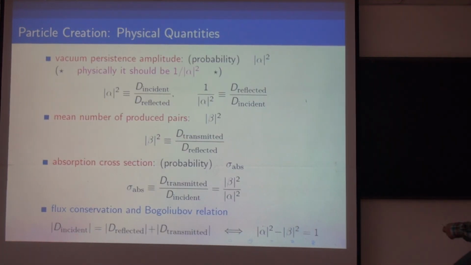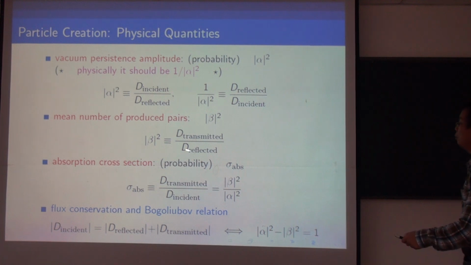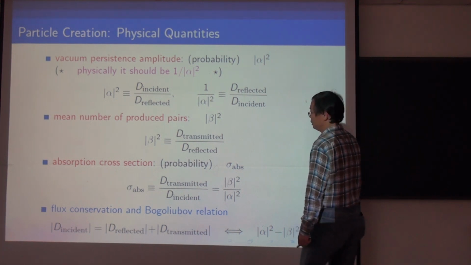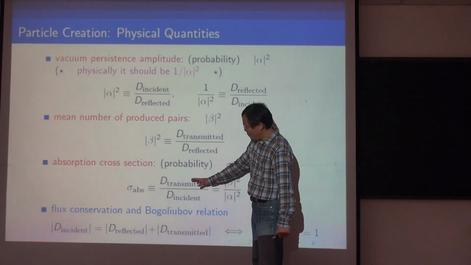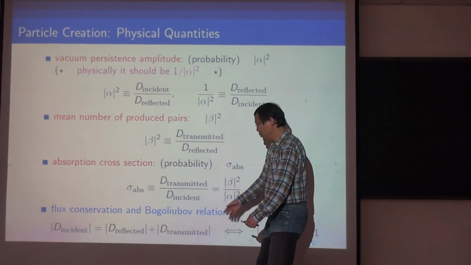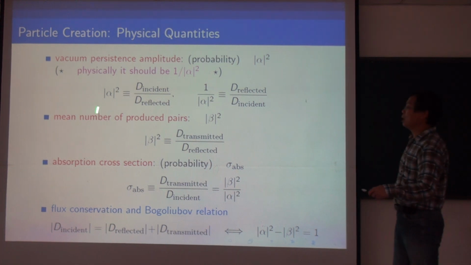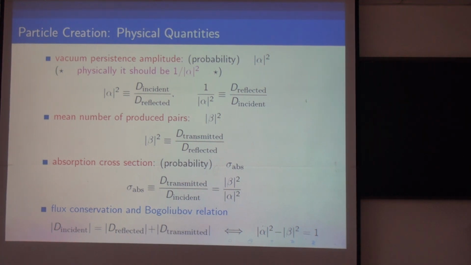Another parameter you can choose is the transmitted part compared with the reflected part. This is the reannihilation, and this is the produced. People call this the mean number of produced pairs. We can also compute the absorption cross section, which is how many particles are created compared with the total virtual creation. Of course, they are not independent; they are related to each other. So these are the quantities we try to compute, and the physical meaning of each parameter.